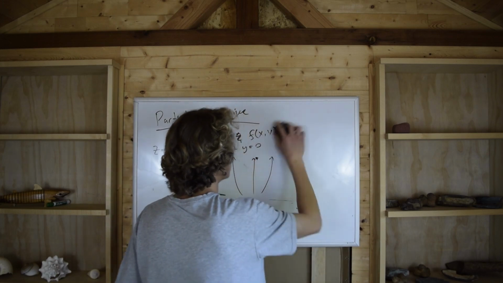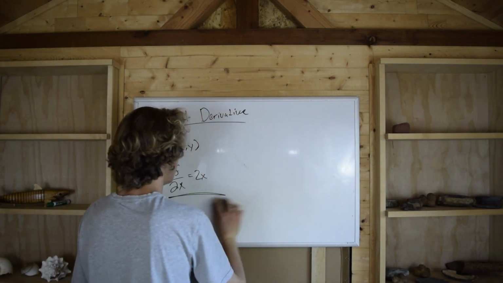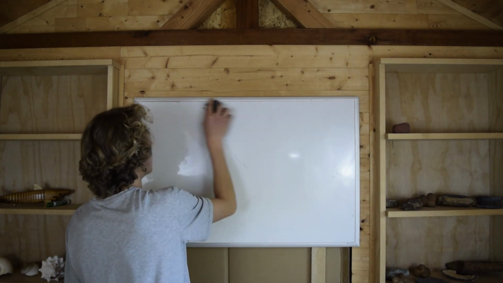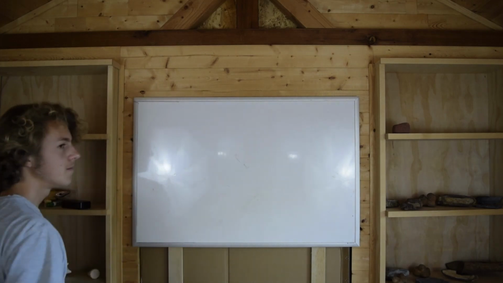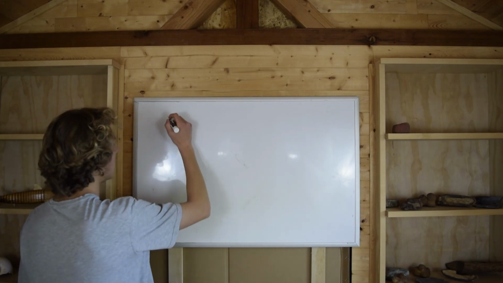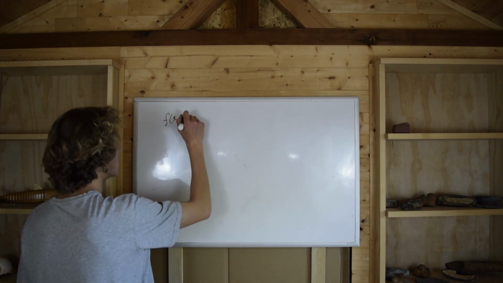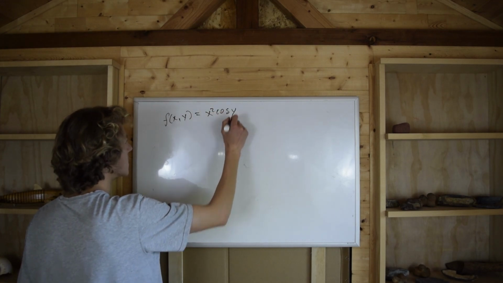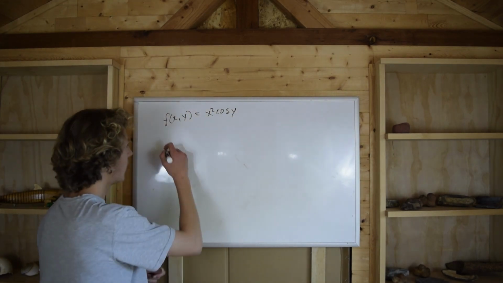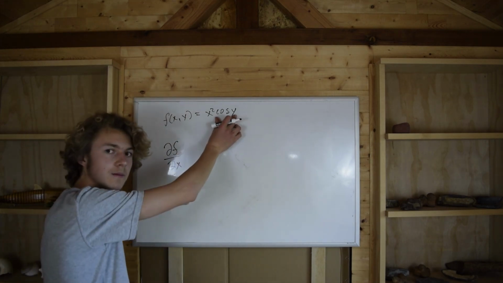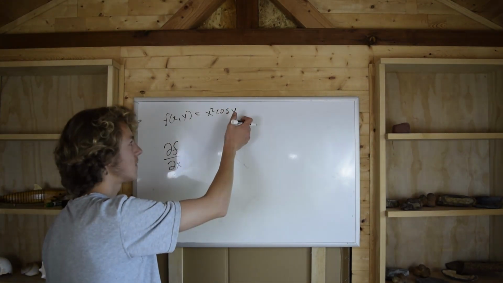So I'm going to give a quick example. Let's say I had the function x squared cosine y. This is my function. I don't know what this function looks like, but this is what my function is. If I wanted to find the partial derivative with respect to x, this is a constant, because the cosine of a constant is a constant.